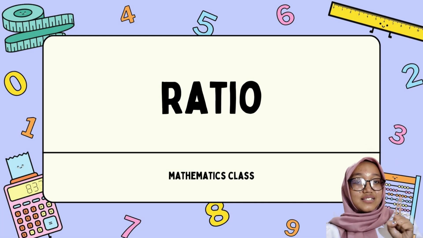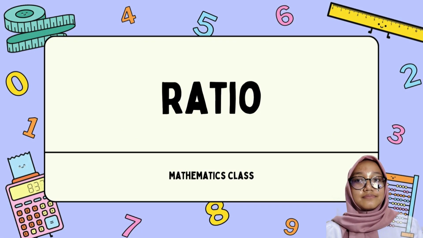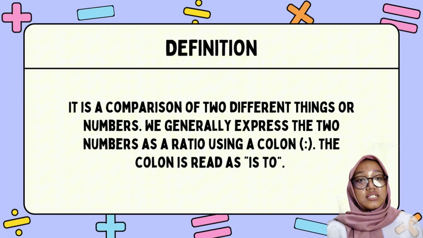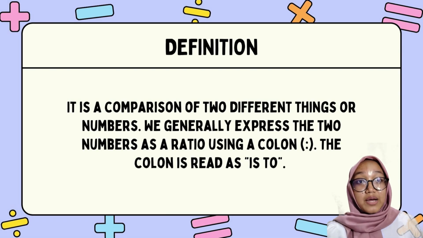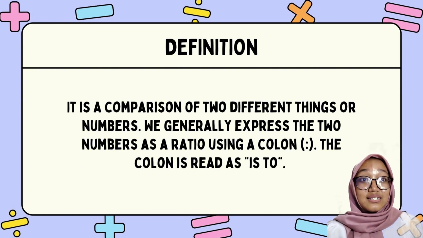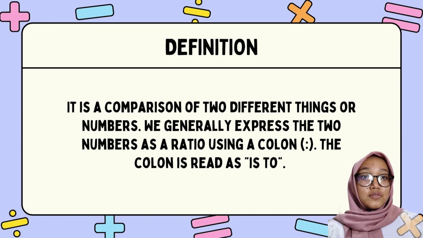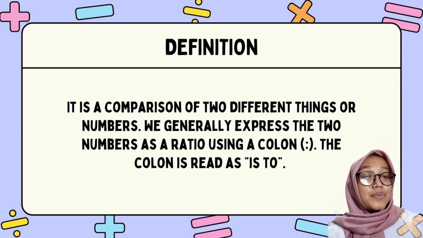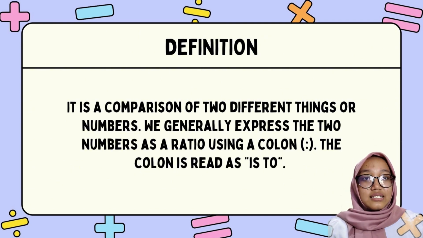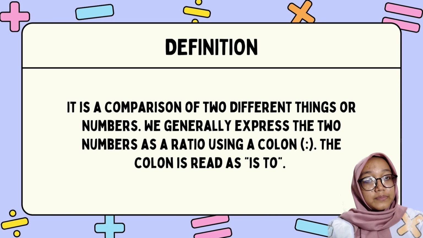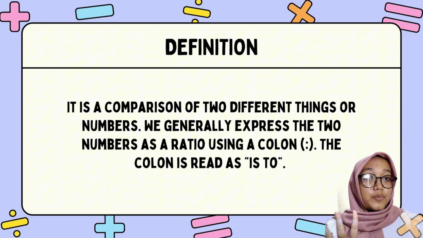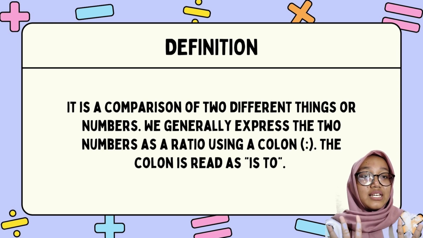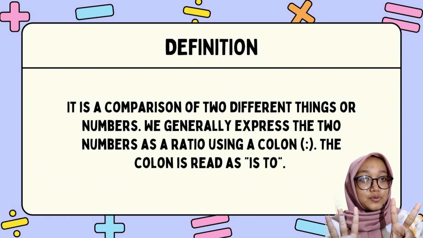Okay, the first is ratio. What is ratio? Ta-dang! It is a comparison of two different things or numbers. We generally express the two numbers as a ratio using a colon. The colon is read as "is to". So, if there are 3 ballpoints and 2 pencils, we can write 3:2.